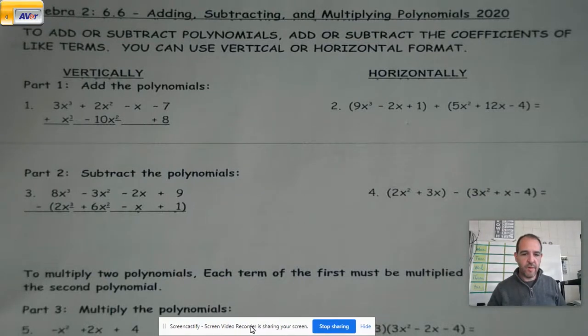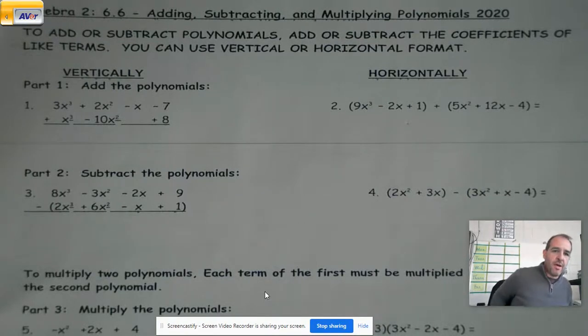Mr. H here. We are going to start Unit 4 today with adding, subtracting, and multiplying of polynomials. I think you're going to like this. It's a nice, easy way to start into things. Basically, all we're going to be doing, like it says here at the top, is to add or subtract polynomials. We're going to add or subtract the coefficients of the like terms.